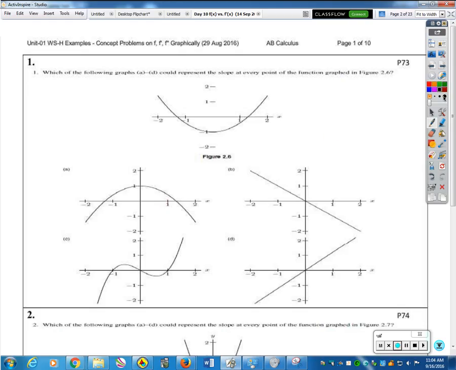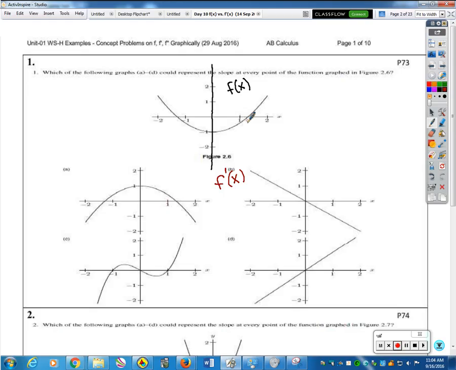Okay, when I transferred the green packet to the board, it lost the y-axis, so I'll draw that back here. It says, which of the following graphs could represent the slope at every point of the function graph here? You can write on your paper if you'd like. This is f of x, and one of these below is the appropriate f prime for this f, and we're trying to find how it matches.